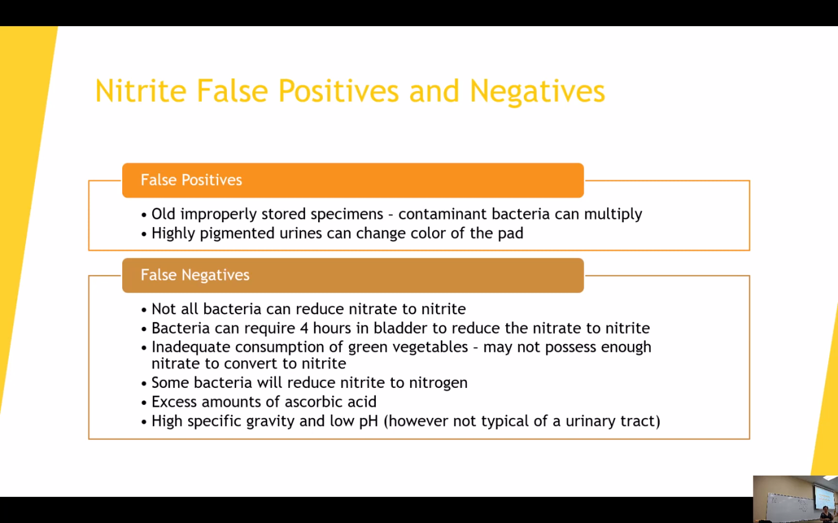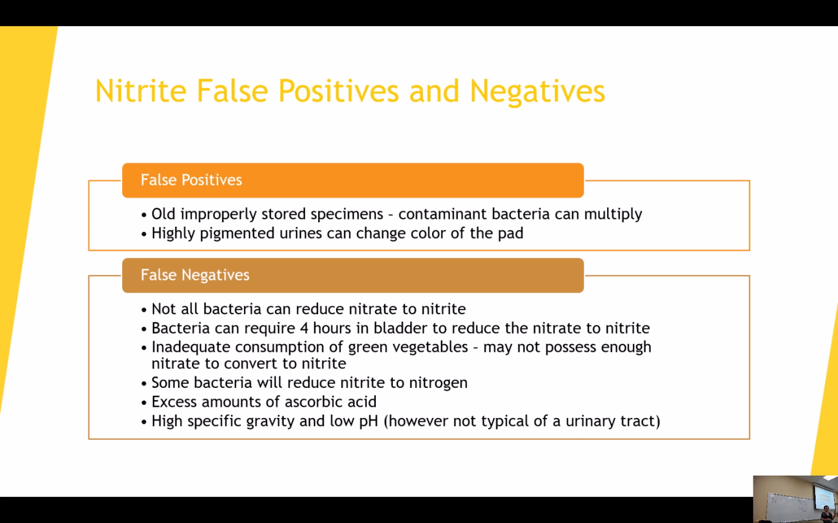Not all bacteria can reduce nitrate to nitrite, especially your enterococcuses and your gram-positive cocci can't do it. So the screening test will be negative, but bacteria could still be present. Bacteria require 4 hours in the bladder to reduce the nitrates to nitrites. So it takes 4 hours for some of this to happen. So it's important to make sure you get that concentrated specimen. This is why first morning specimens are the best specimen when we're looking for bacteria.